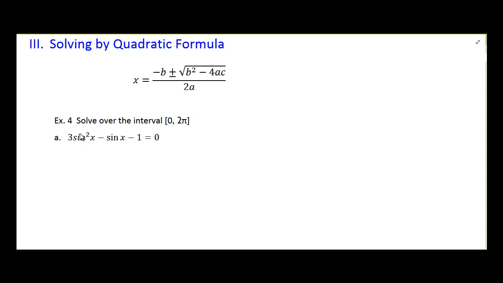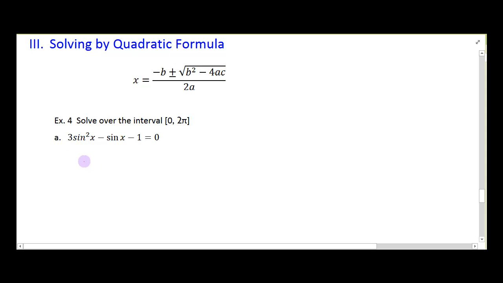Well, just like when we solved quadratic equations that we've seen before, we couldn't always do that using factoring. Instead, we had to use the quadratic formula. So we're going to apply the quadratic formula to solve these trig equations. Let's start by identifying the a, b, and c out of my trig equation so I can use the formula.